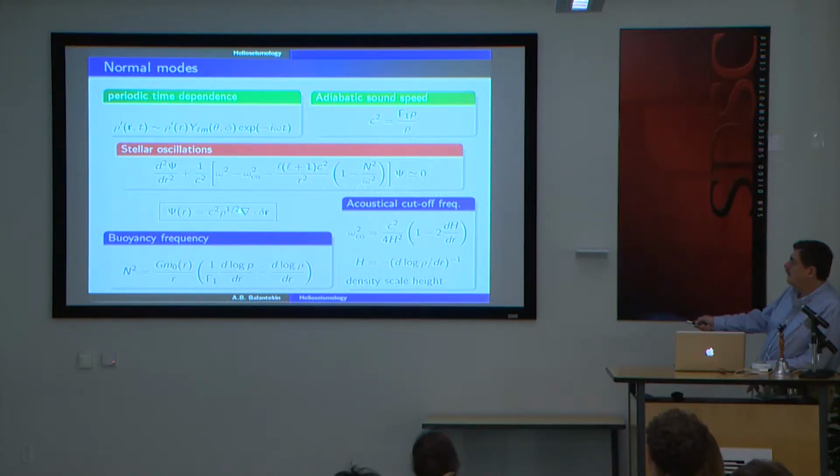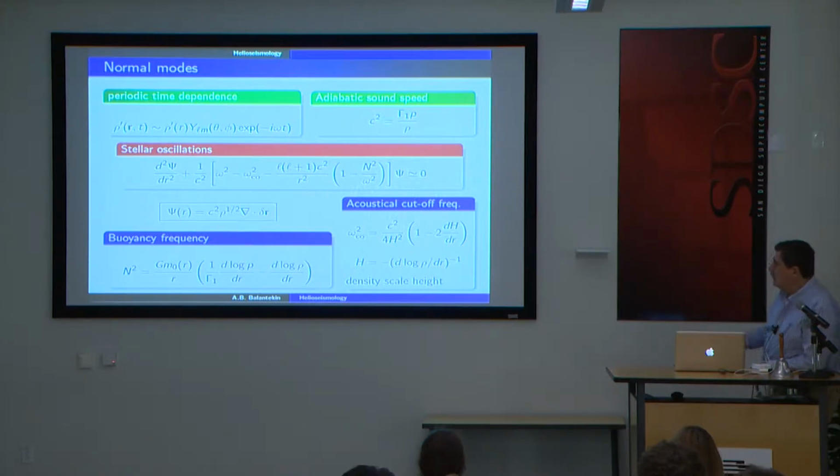If I introduce this quantity, del of the change in the position times the square root of the density times c squared, then you can show that this quantity actually satisfies a differential equation like this. Here, N squared is what we call the buoyancy frequency, given by this expression, and omega_co is the acoustical cutoff frequency, which is given by this expression.